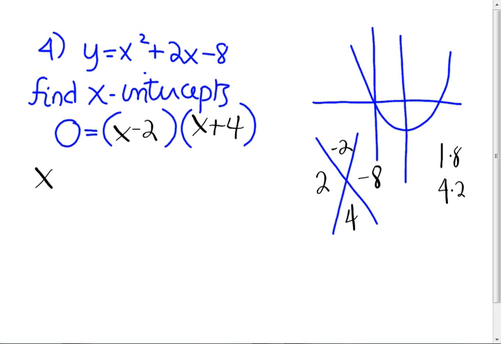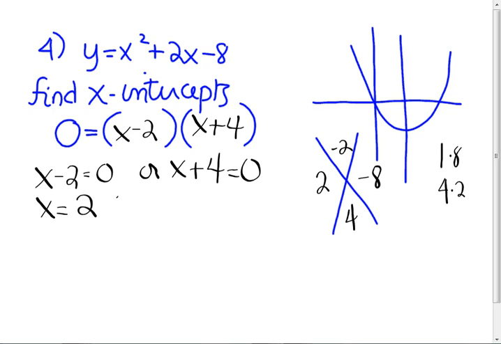So either x minus 2 equals 0 or x plus 4 equals 0. This is the way the worksheet's going to be working today. What's x going to be here? What makes that 0? Take away 2. Positive 2. Or x equals what? Negative 4. They have to be opposites.